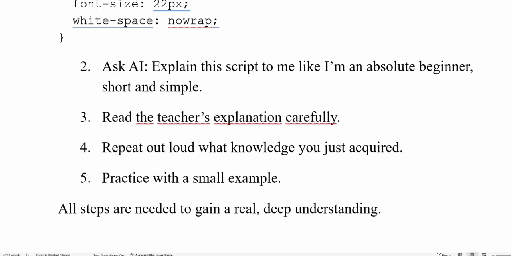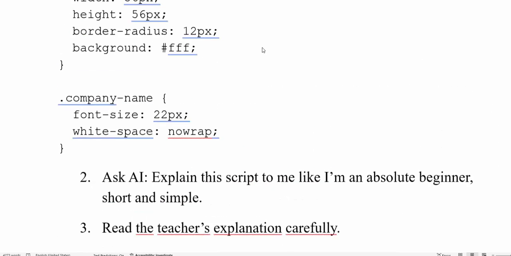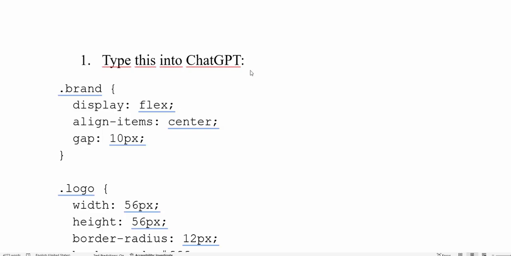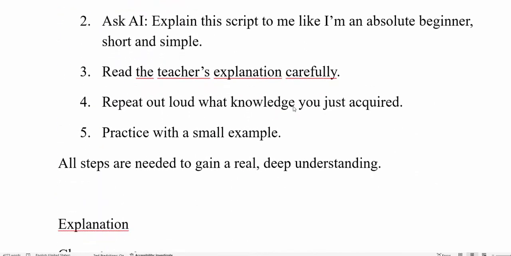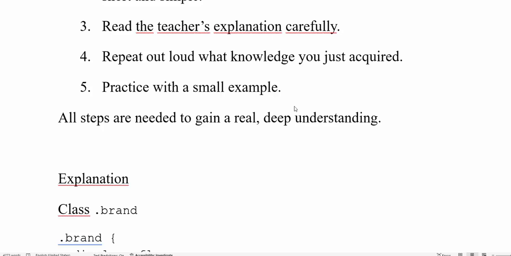Number 2 in our model of learning: ask AI. Explain this script to me like I am an absolute beginner. Okay. Read the teacher's explanation carefully. It means you have two explanations, one from AI and one from teachers. I am a teacher. This moment I am your teacher.